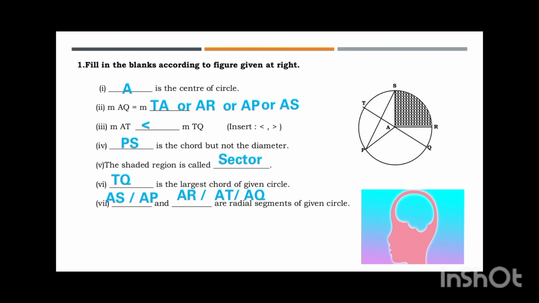The shaded region of a circle is called a sector. Dash is the longest chord of the circle, TQ, which is also the diameter. And dash are radial segments of the given circle: AS or AP, and AR or AT or AQ are the radial segments of the given circle.